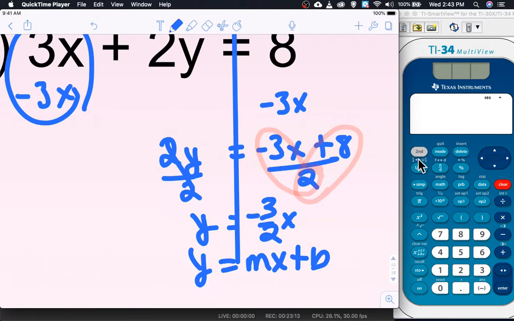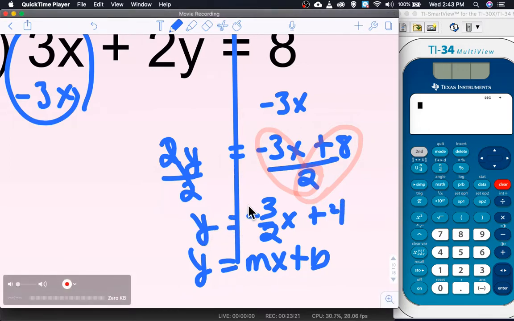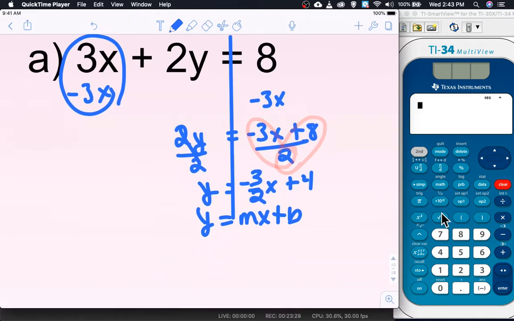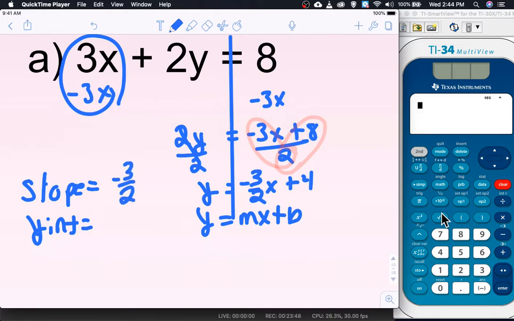Then I'm going to divide. 8 divided by 2 is 4. So we have the equation y = -3/2 x + 4. That is slope-intercept form now. And the question did say, after we make it slope-intercept form, to identify the slope and the intercept. So my slope and my y-intercept are: the slope is the negative 3 over 2. The y-intercept is that positive 4.